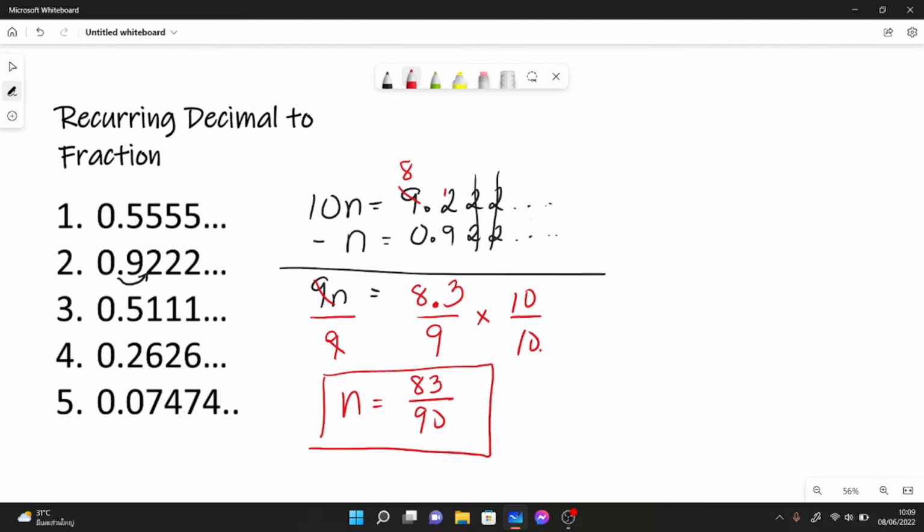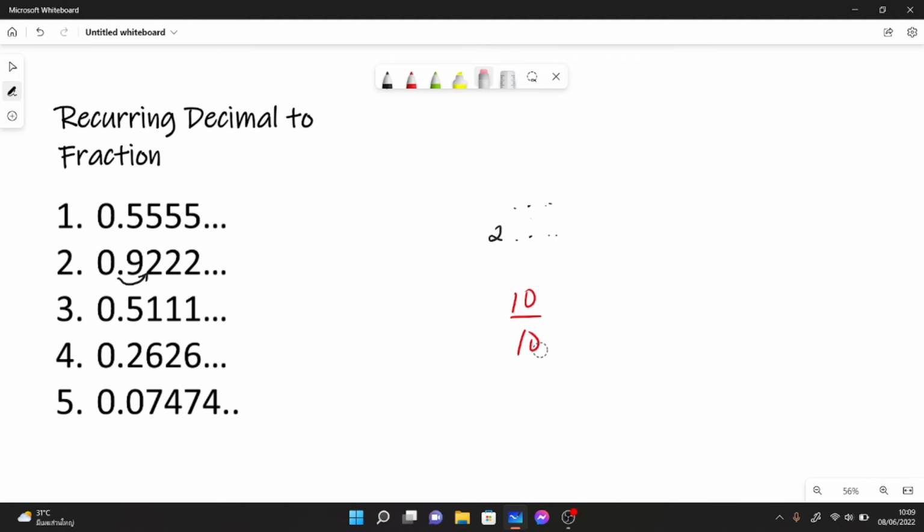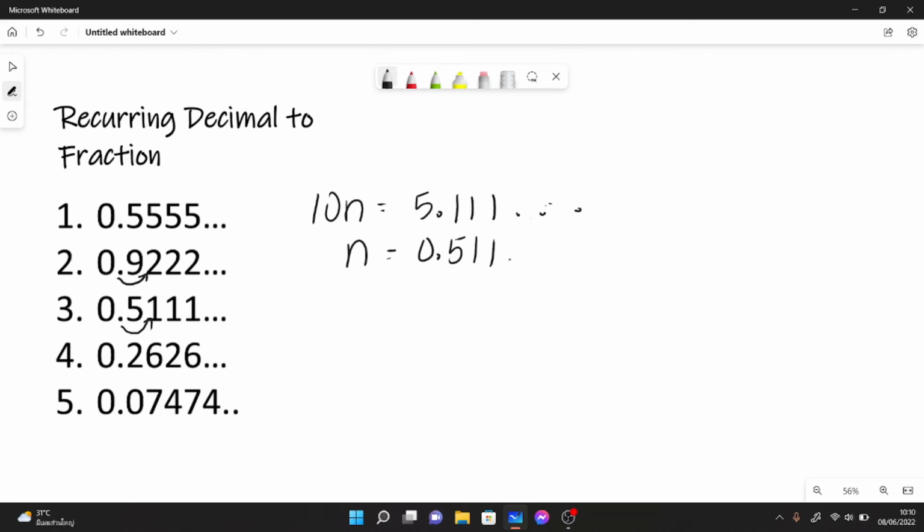Okay, next, number 3. For number 3, again we have only one repeating number. So we will multiply it only by 10, moving the decimal one place to the right. So 5.111 and so on. Then n is equal to 0.511 and so on.